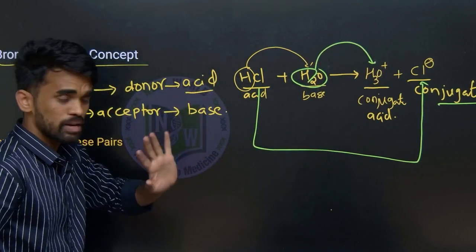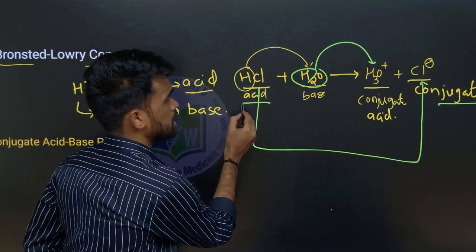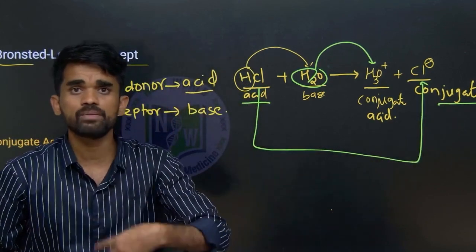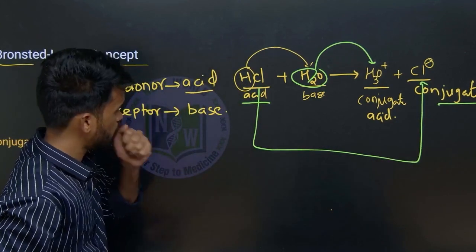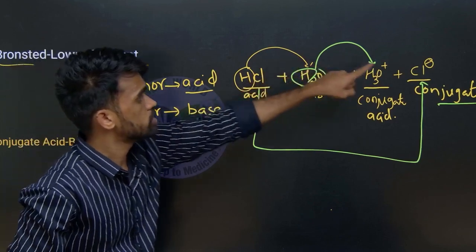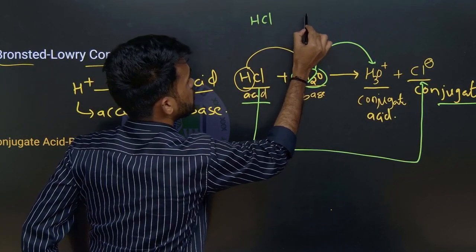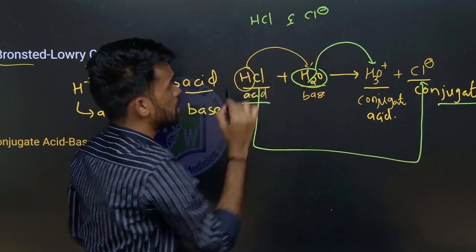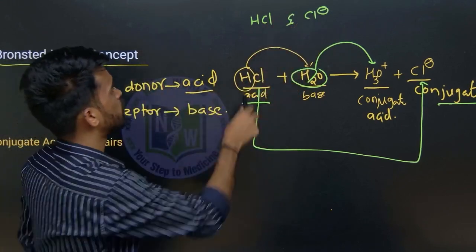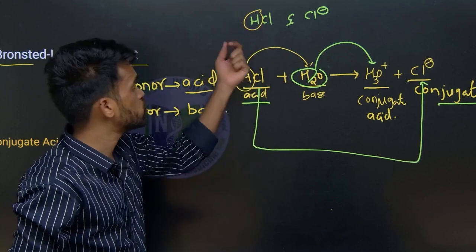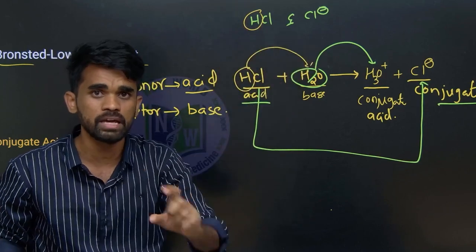One more thing you can remember here: an acid and its conjugate base differ by a proton. HCl is an acid, so its conjugate base is Cl minus. How do this pair differ? Cl minus and HCl, these two species differ by one proton. So conjugate acid-base pairs differ by one proton.